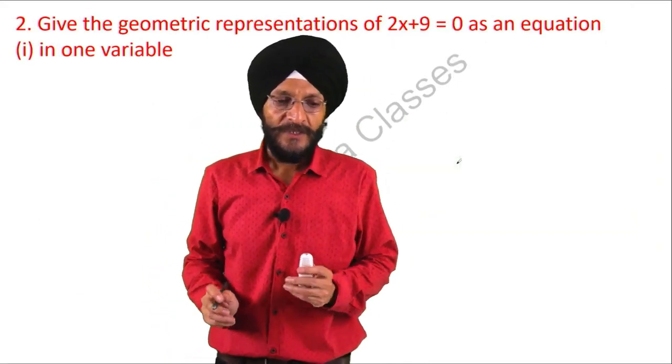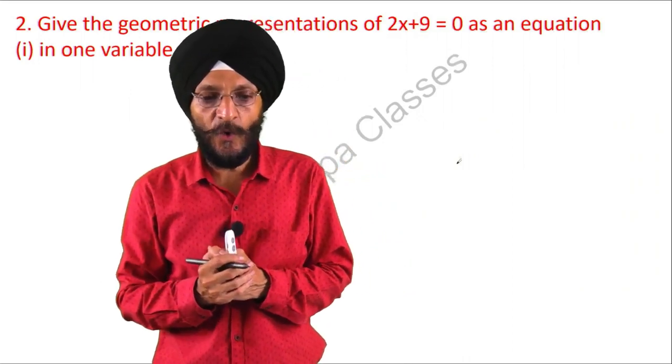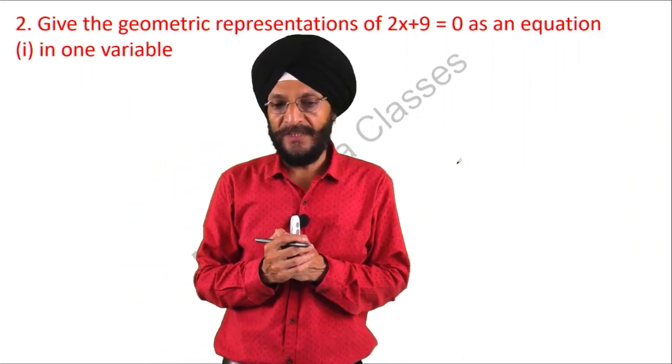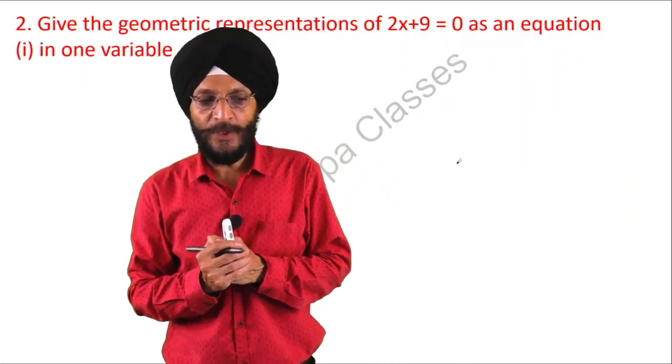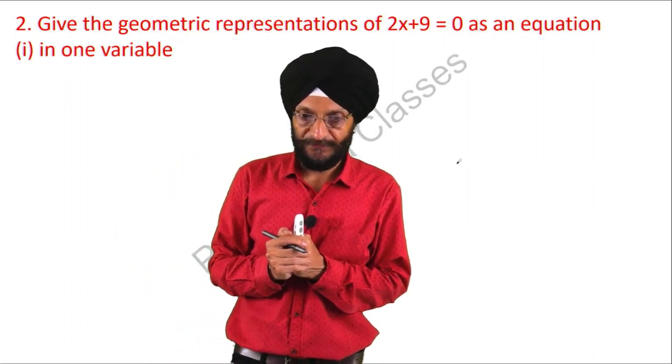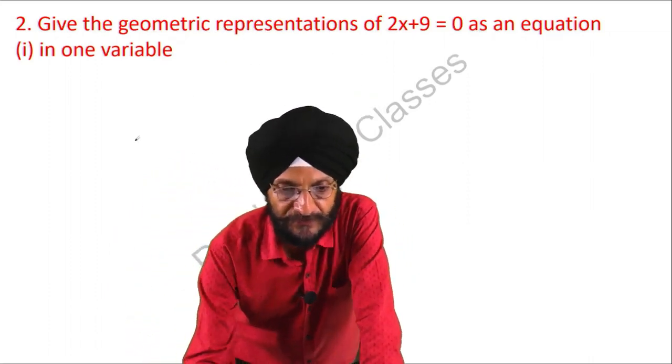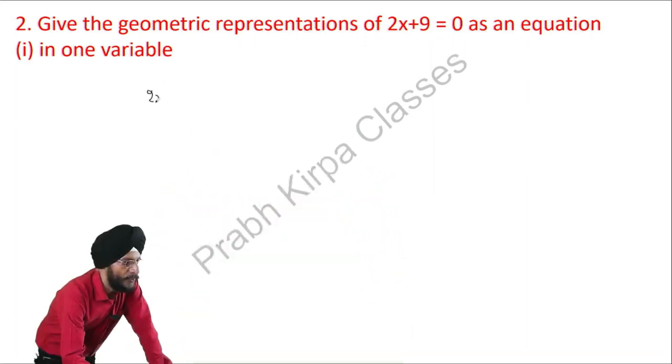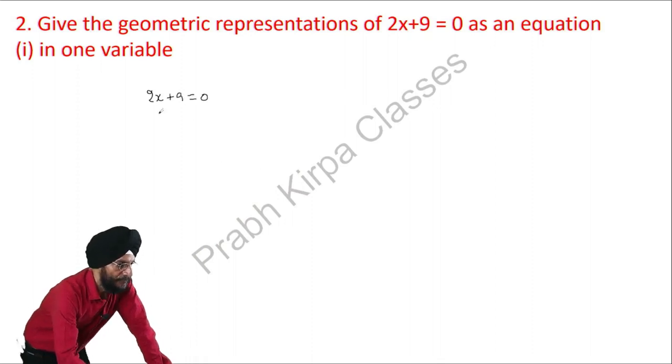Next question, give the geometric representation of 2x plus 9 is equal to 0 as an equation in one variable. This is a very simple question. Here it is given 2x plus 9 is equal to 0. In the other case, we can also say it as 2x is equal to, here 9 will go to the right hand side and it will become minus 9. Value of x comes minus 9 over 2, or we can say it as minus 4.5.